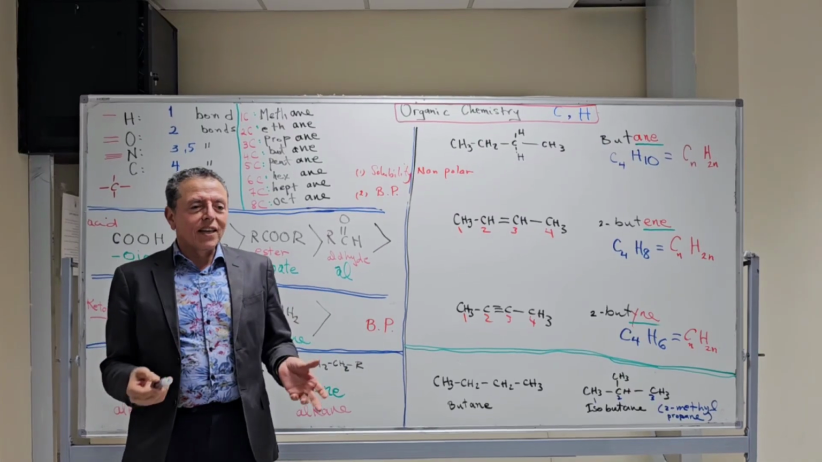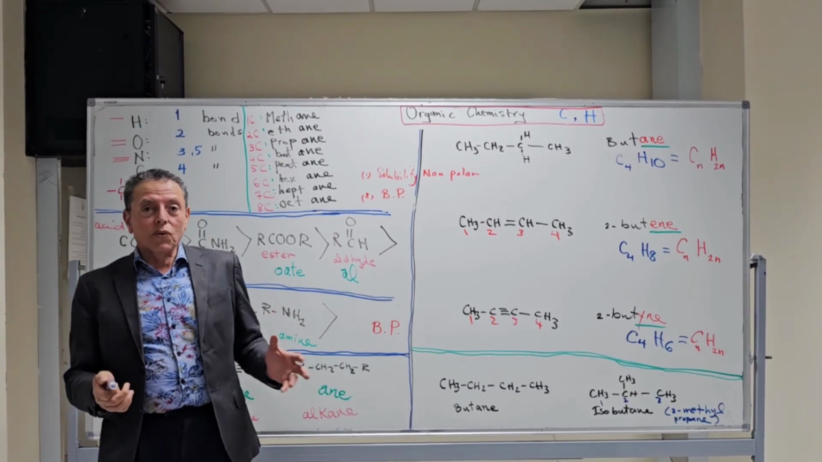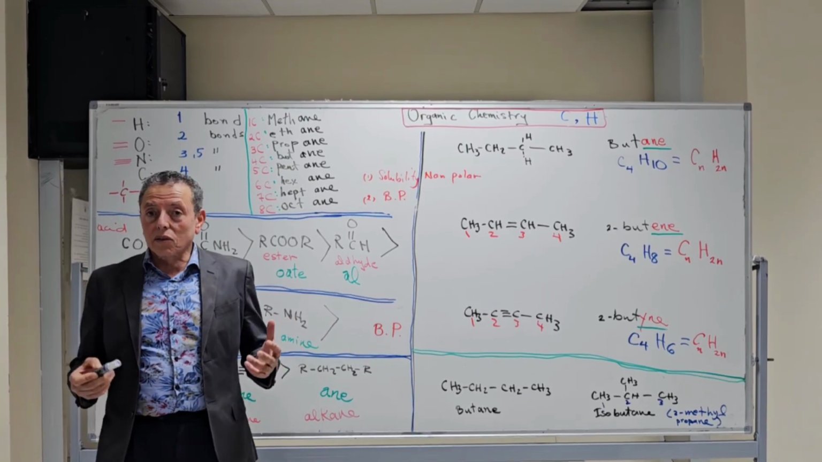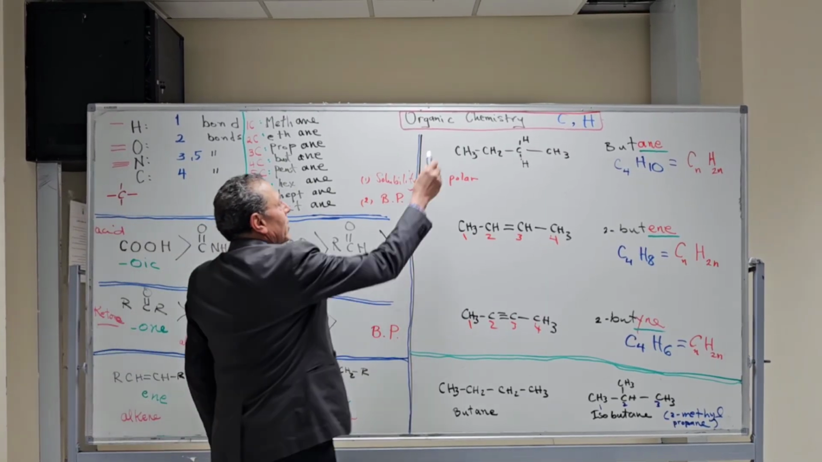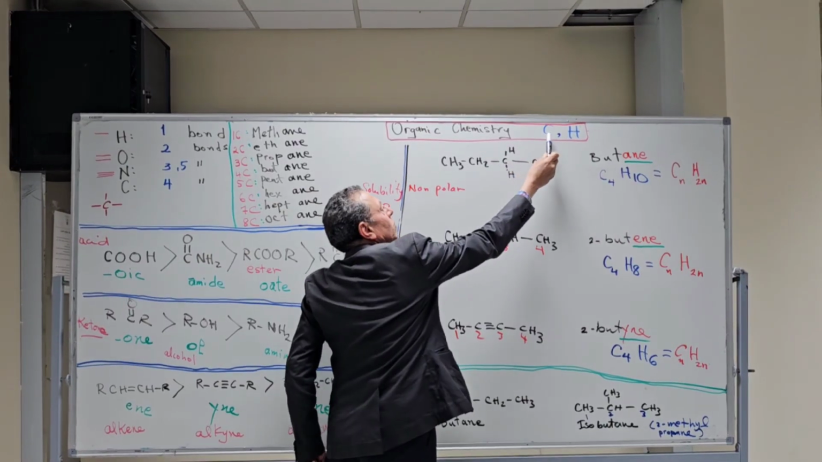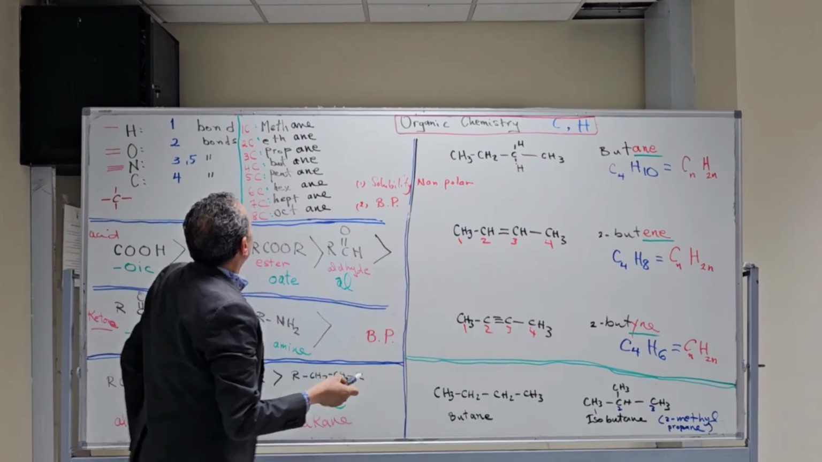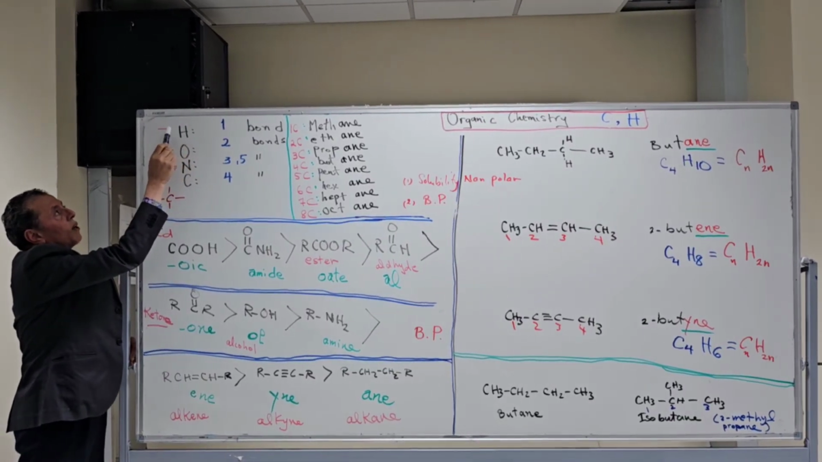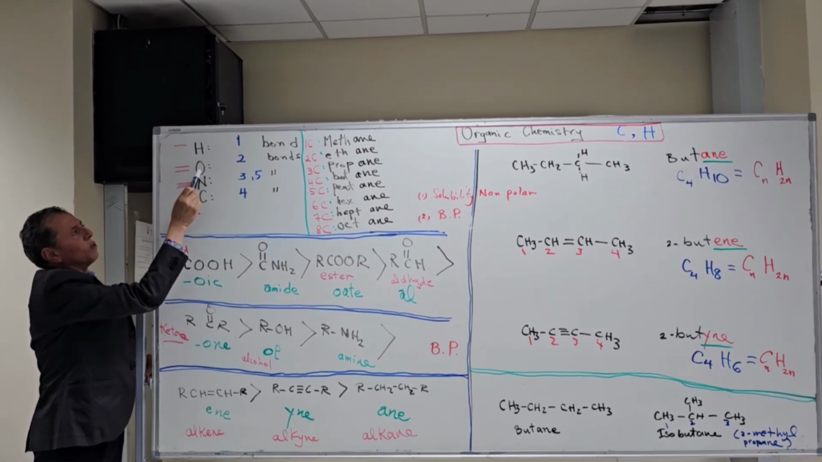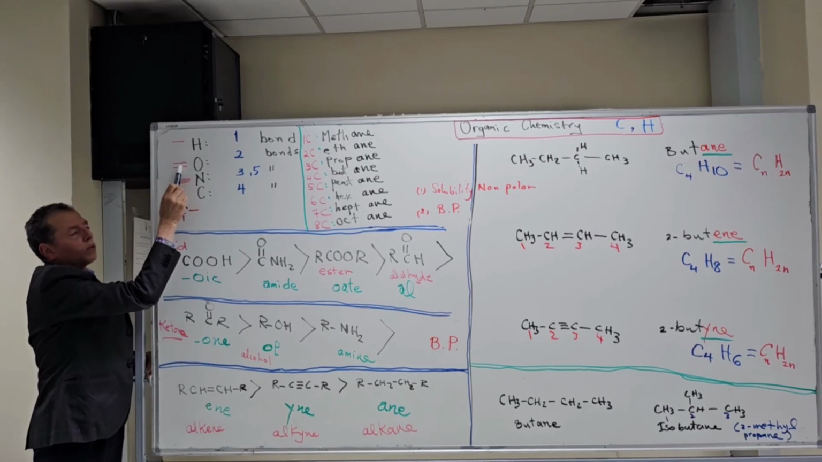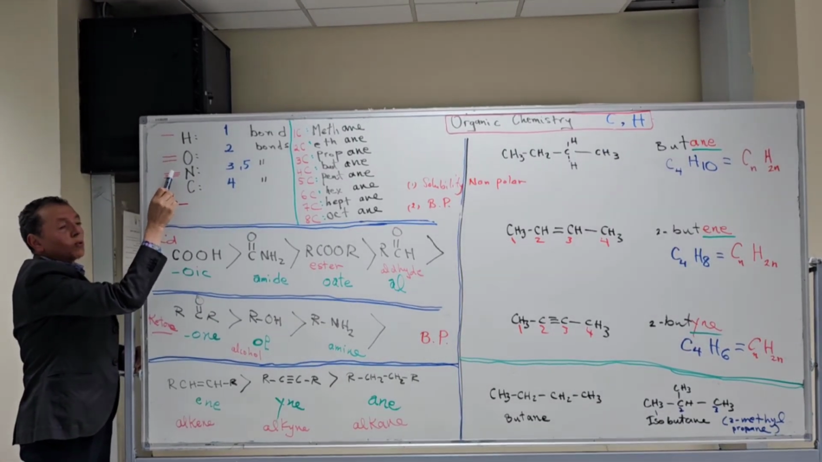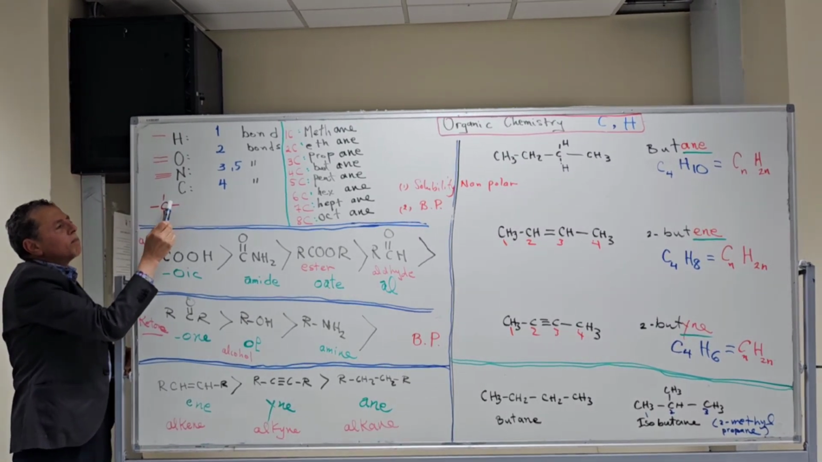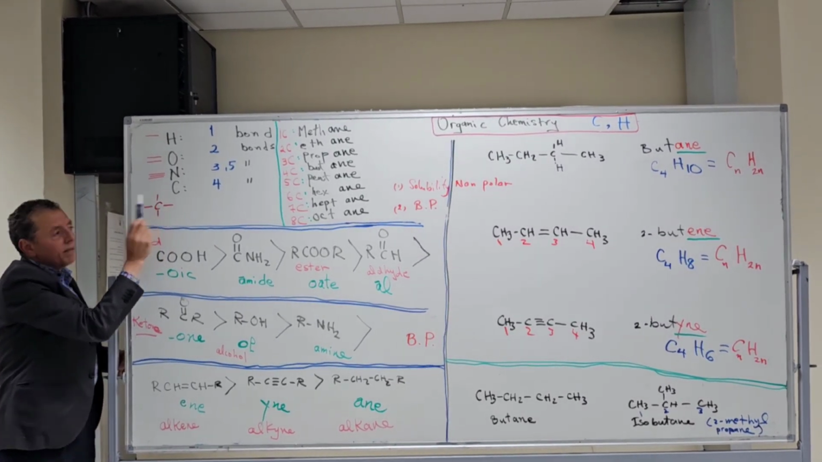We start from the beginning, so this will be useful for secondary school students, and also for anyone starting to study organic chemistry. Organic chemistry means any compound that contains carbon and hydrogen. Hydrogen has only one bond. Oxygen has two bonds. Nitrogen should have 3 bonds or 5 bonds. Carbon has 4 bonds.